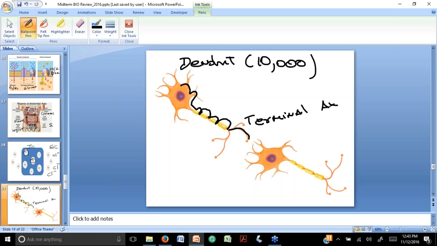terminal axon. The terminal axon is not going to contact another nerve cell here. No, they are going to contact the next dendrite. So from terminal axon to dendrite. Here, for example, if you see, there are going to be terminal axons from the previous nerve. And that is how that is going to be transmitted.